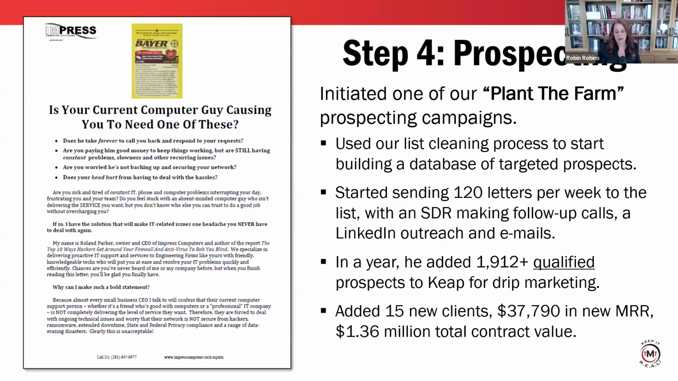Then we're implementing prospecting. One of the campaigns we have is called the Aspirin campaign, right? And he started using a list cleaning process. So he's buying data on Seamless AI, I think, and ZoomInfo. And he had a list. So he did have some list, right? He started doing the list cleaning and then started sending about 120 of these letters per week.